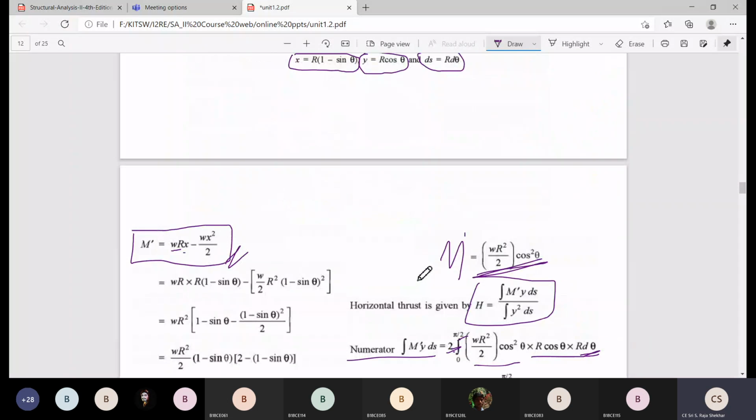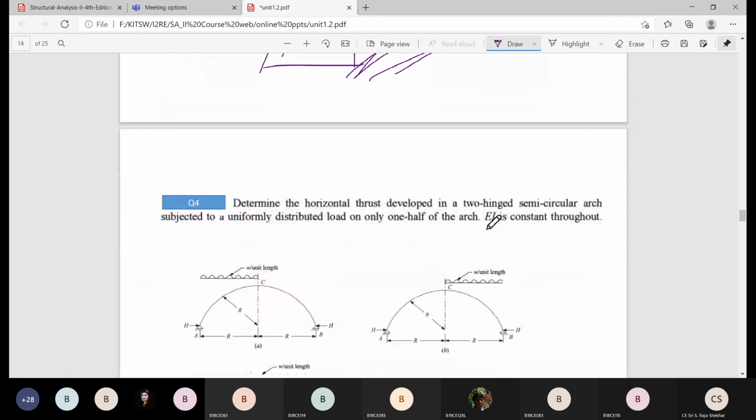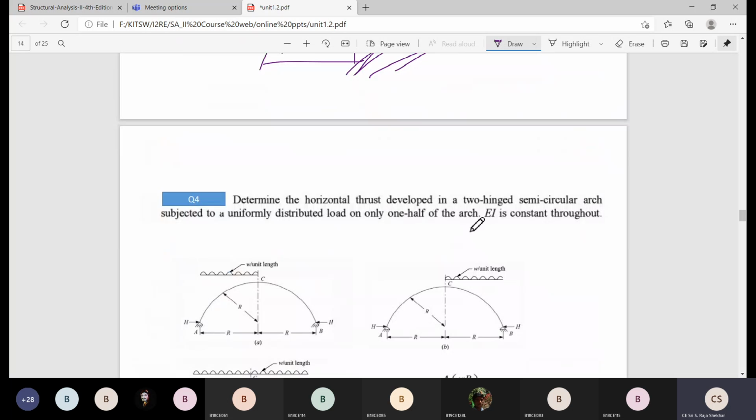Today we are seeing 3 different problems. In tomorrow's session, we'll see the same problem, but here the uniformly distributed load is acting only on half of the portion.